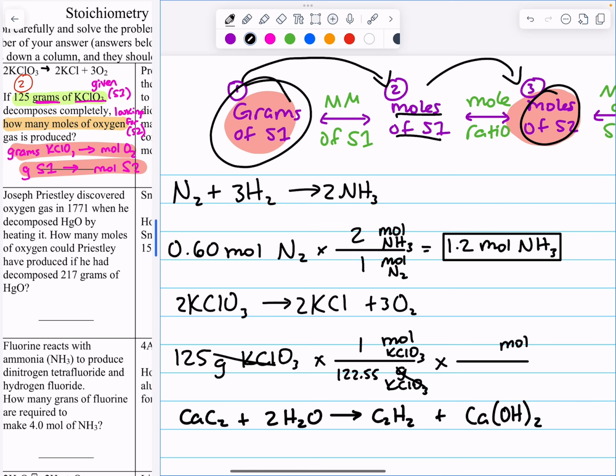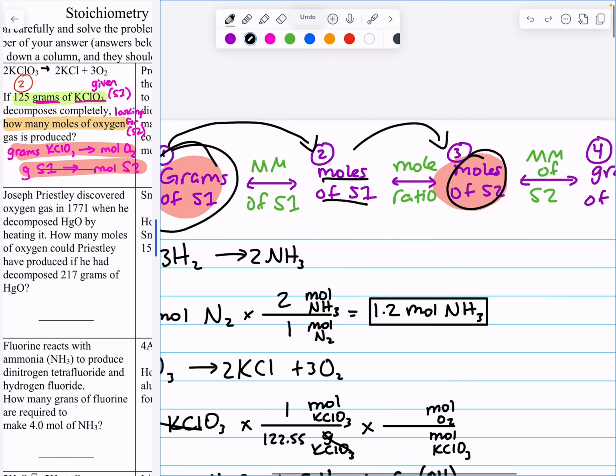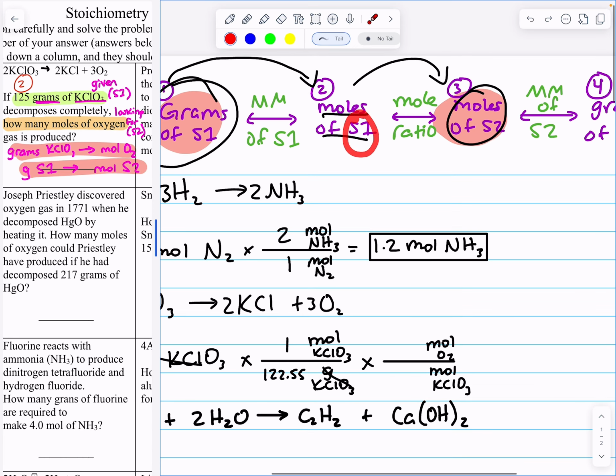Substance 2 is given in the problem. It's asking me for moles of oxygen. So moles of substance 2, moles of oxygen. And I got to cancel out this unit that I had. I cancel out these, and now I got to cancel out this guy. So that will go to the bottom. Okay, when I have 2 moles on top of each other, so mole over mole, right? In order for me to jump from substance 1 to substance 2, I must use a mole ratio. This is a mole ratio. This will take me from one substance to another substance. Okay, that's what mole ratio does.